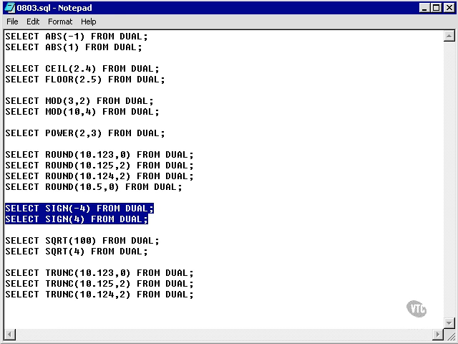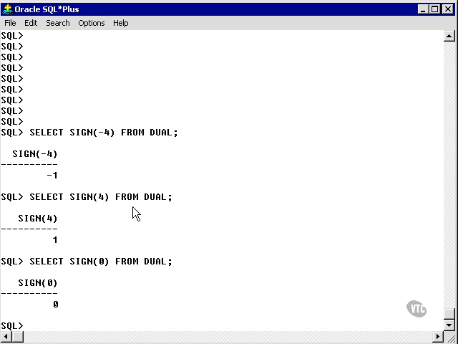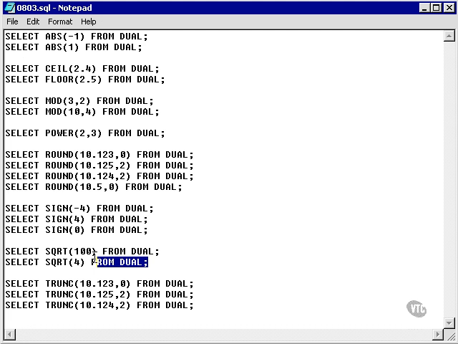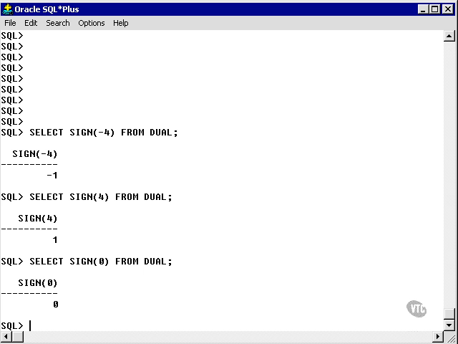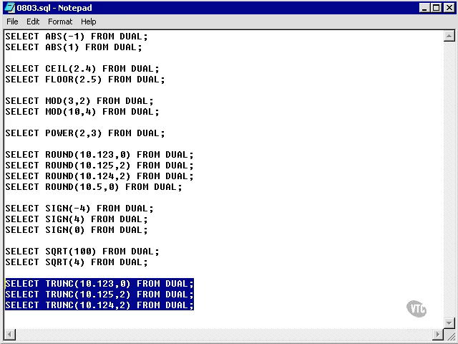Now let's look at the sign function. The sign function will simply give you -1 or +1, depending on the sign of the number, and obviously 0 will give you 0. The square root function will give you the square root of the number. That is 10 times 10 is equal to 100, and 2 times 2 is equal to 4.